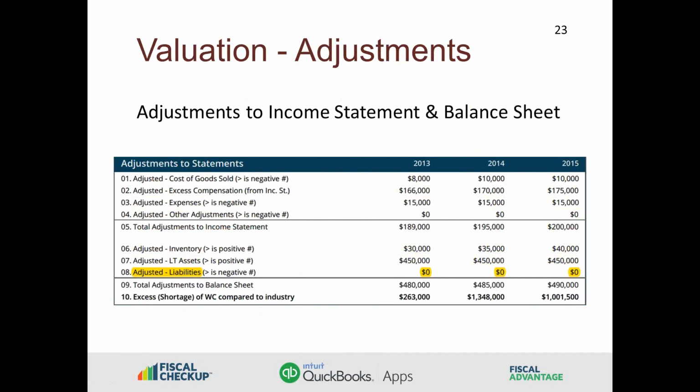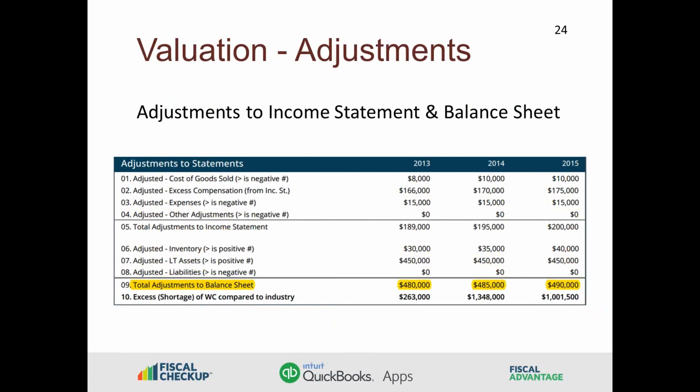On the next line, we adjust for liabilities. This is kind of unusual. Most businesses don't have an entry on this line, but this could be an allowance for a pending lawsuit or a significant payment that's being modified, or maybe there's a note to a family member that's not on the books or something. Again, most businesses don't have anything on this line.